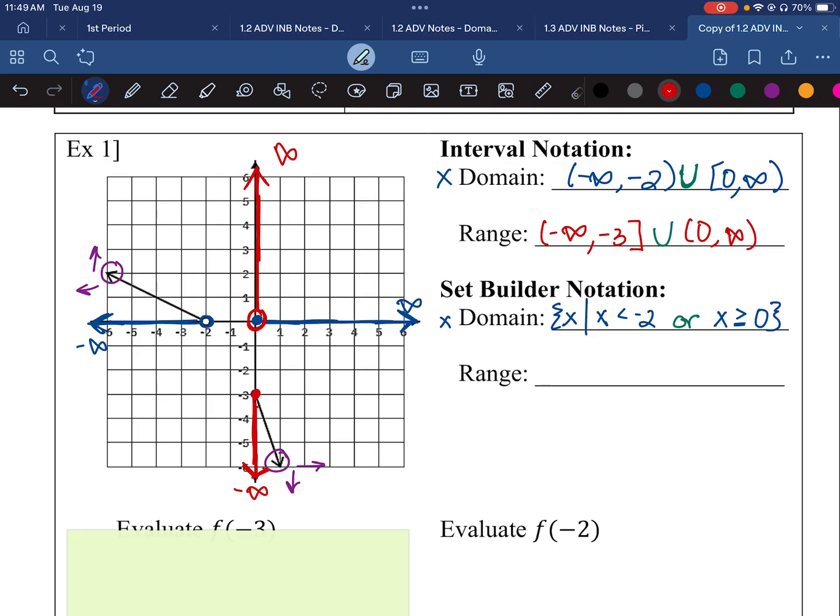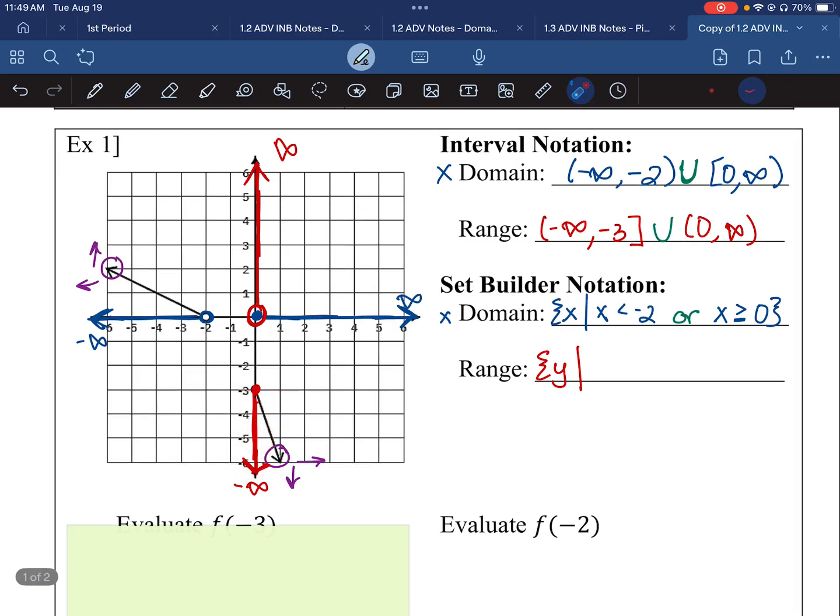So for set builder, we're going to translate this again. So we have the set of y such that, and again, I see an infinity, so let's think about what's really going on. -3 is the high point, and all of these numbers are smaller than -3. So y is less than or equal to -3. That union, that gap in the middle is going to be the word or. And then we do the other side, which also has an infinity. So the low number is 0. All of these are larger than 0. So we say y is greater than 0.